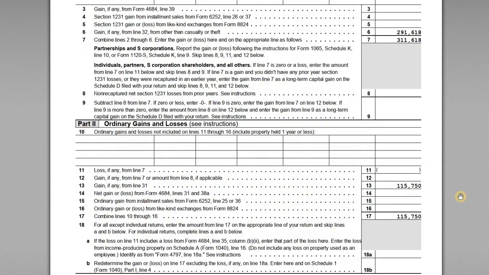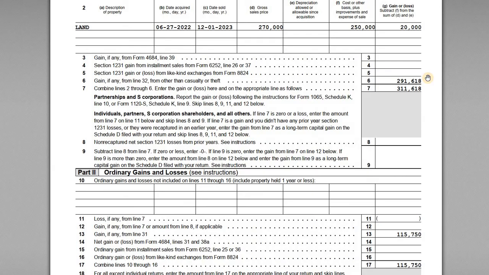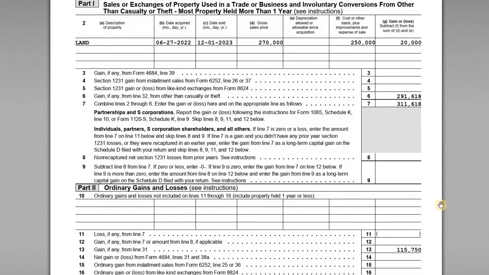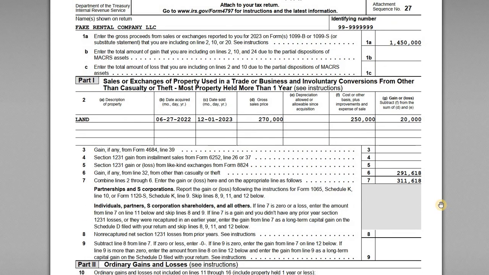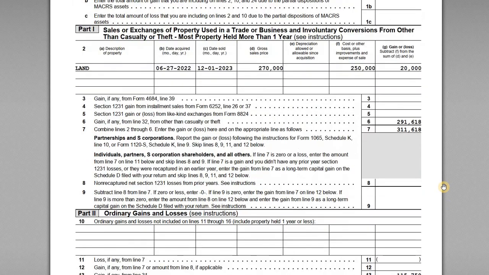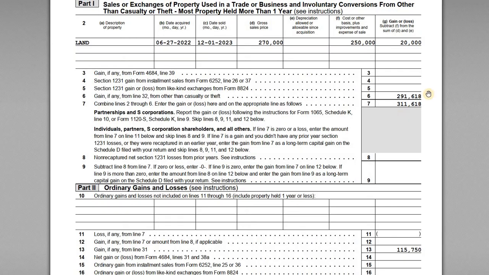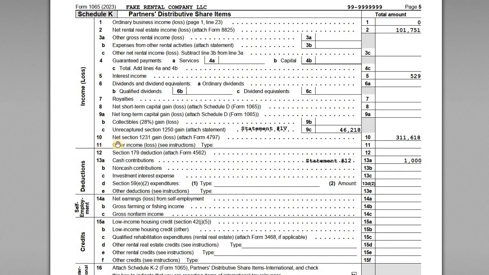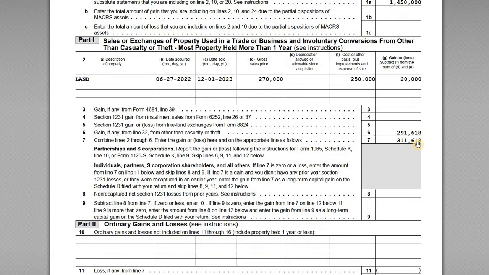So if I scroll back up here, here's our line 6 value, $291,618. And there's our line 13 value, $115,750. All right, so now the 4797 is complete. So now the question is, where does all this end up? So the total gain here, the $311,618, this is our Section 1231 gain. So if we go to the K1 for the partnership, distributed share items, line 10, net 1231 gain or loss from the 4797, there's that $311,618.